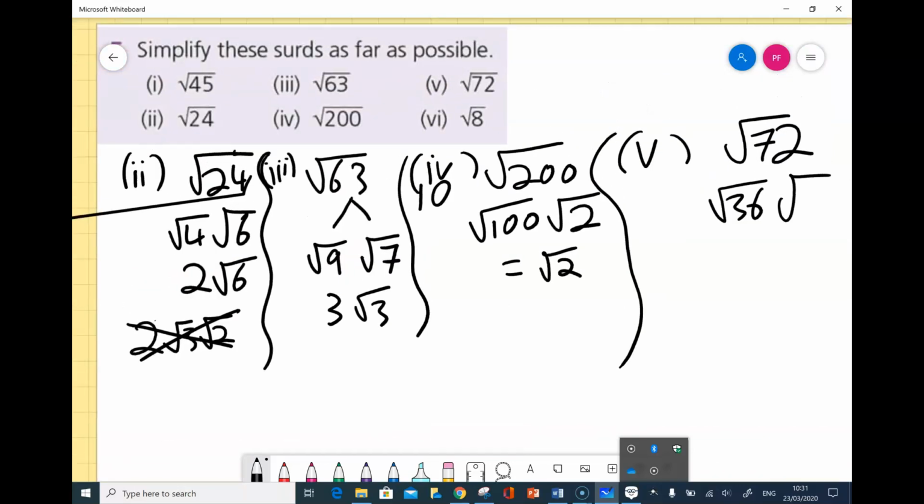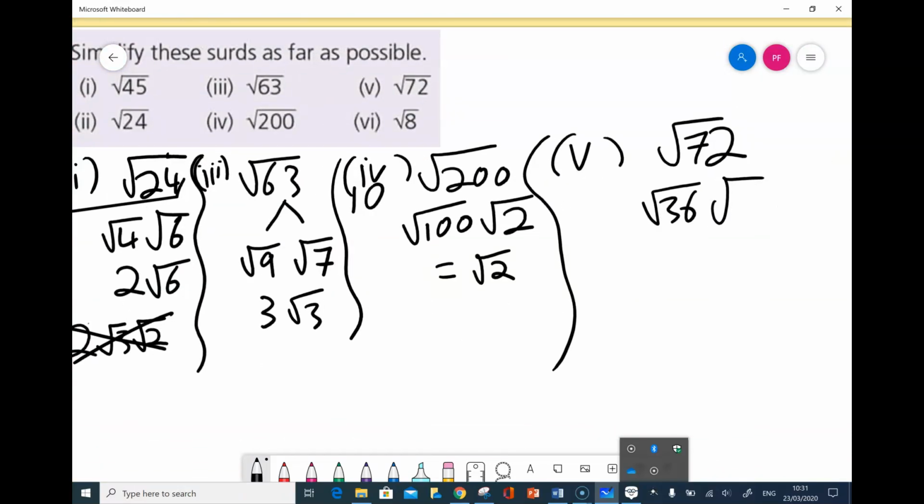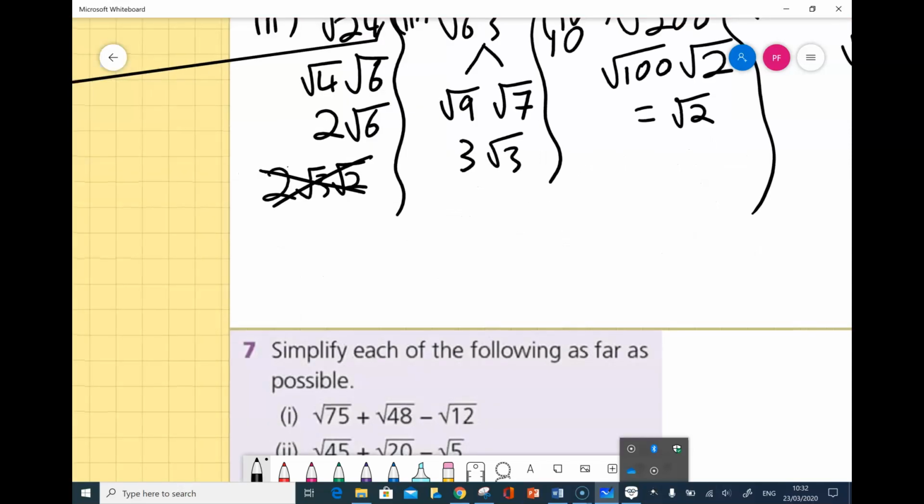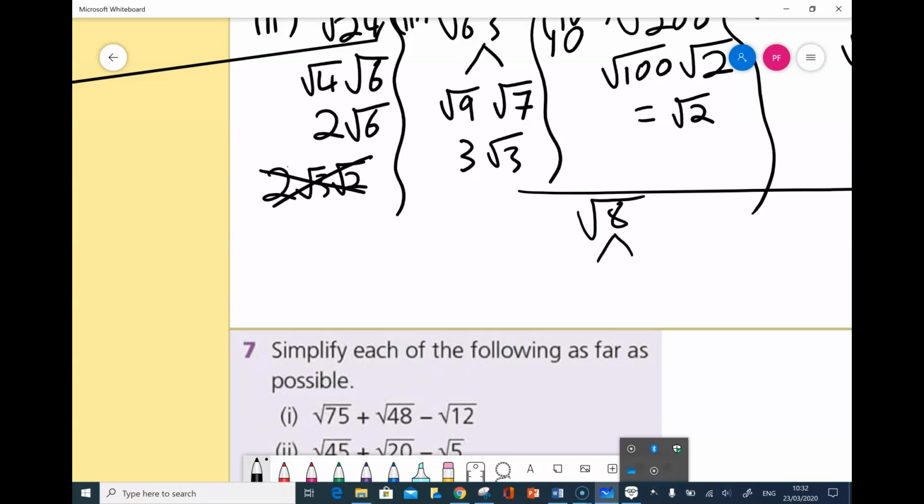Oh, how do you know what numbers to pick? Well, it's just practice, really, and experience. So square root of 36 is 6, so 6 root 2, and neither of those can be made much simpler. And the last one then we have is the square root of 8. So the square root of 8, well, that'll be the square root of 4 by the square root of 2, and of course the square root of 4 is 2, so it's 2 root 2.